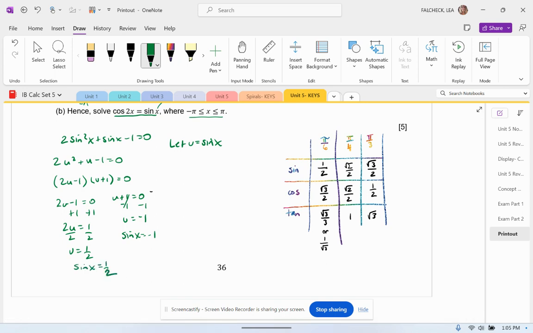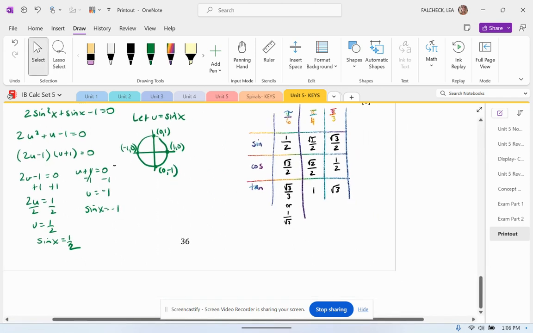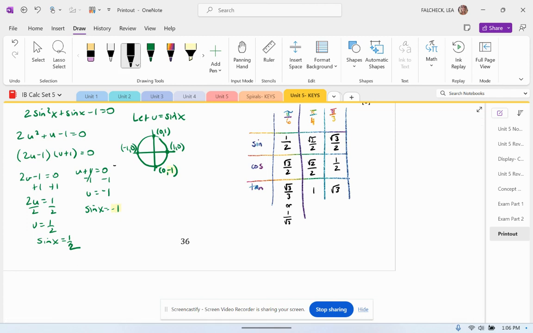I am resubbing back in my sine of x from the u substitution, and I've got the sine of x is equal to 1/2. The sine of x is equal to negative 1. So I'm going to use the unit circle to solve this, right? I've got points that look like this. Okay, so sine of x is negative 1. I'm looking for a y coordinate of negative 1 on the unit circle, and that's going to happen right here.